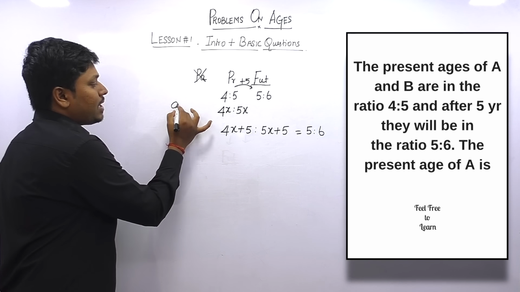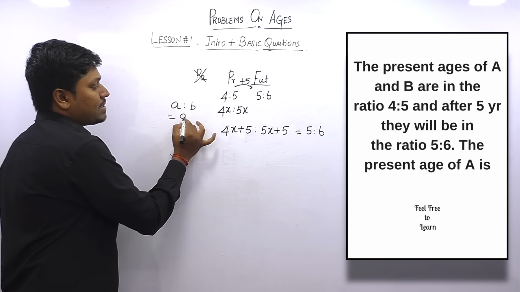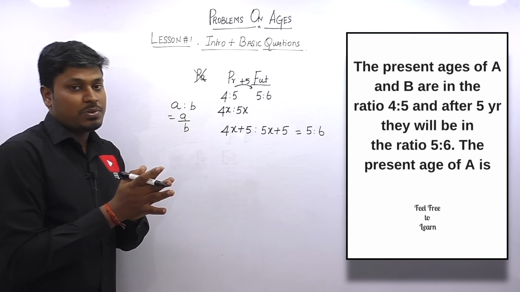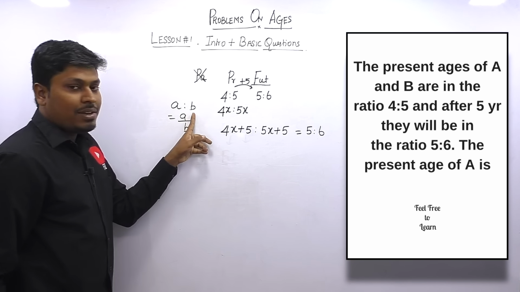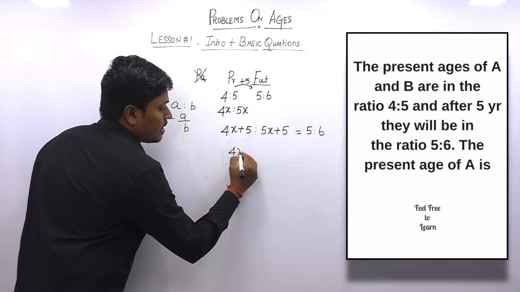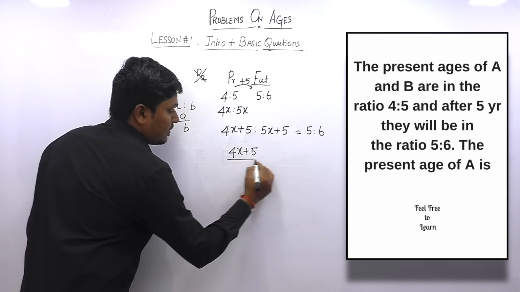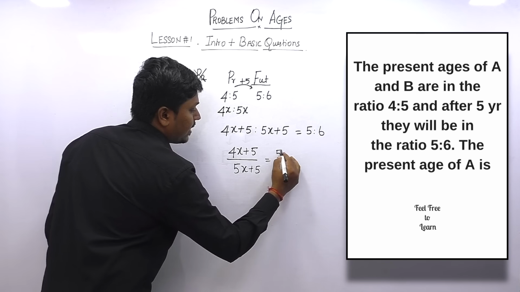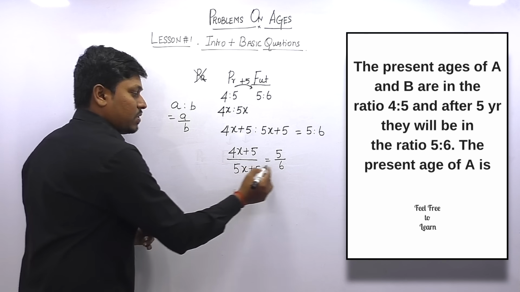So remember that A is to B, or otherwise A divided by B, both are same, that we learned in the introduction of ratios and proportion, right? So A is to B, also called A divided by B. So similarly, this can be written as 4x plus 5 divided by 5x plus 5 is equal to 5 divided by 6. So now cross multiply this.